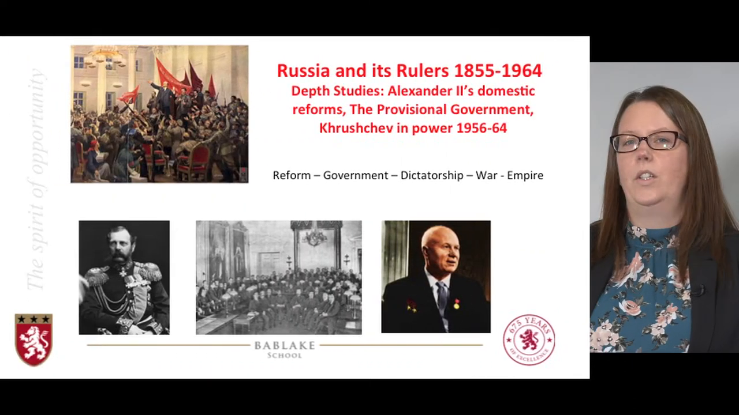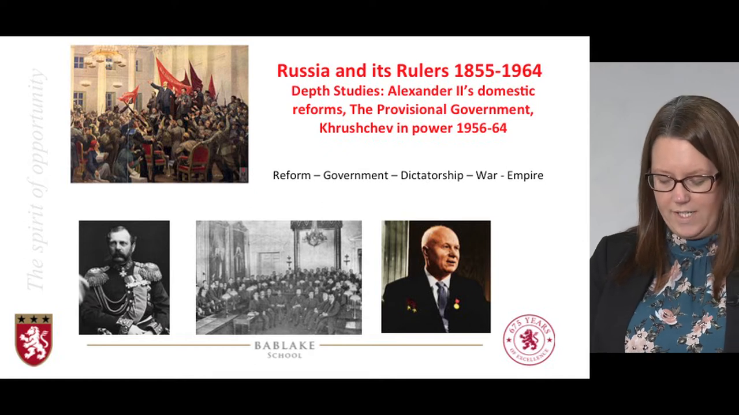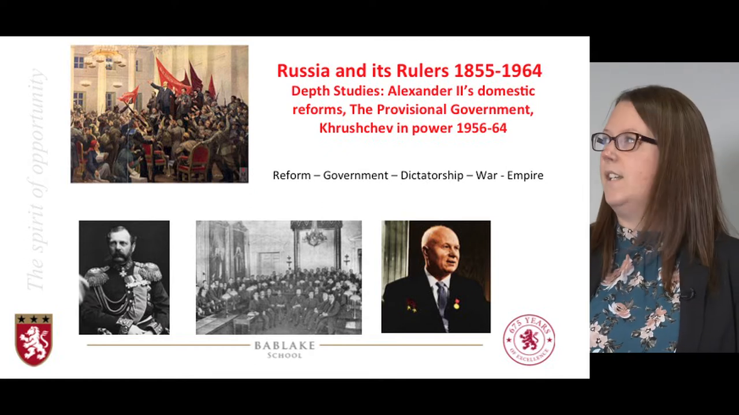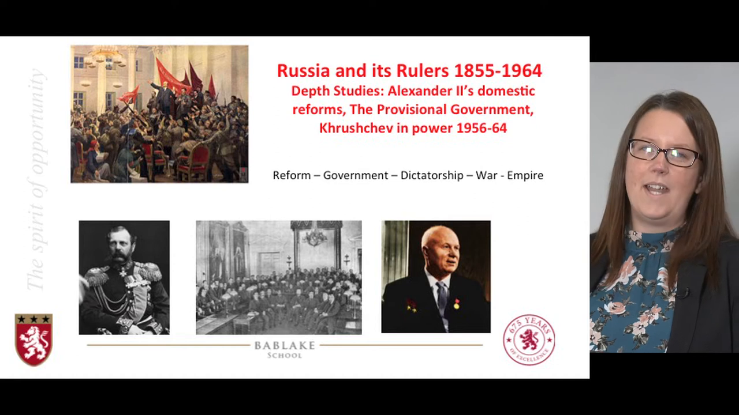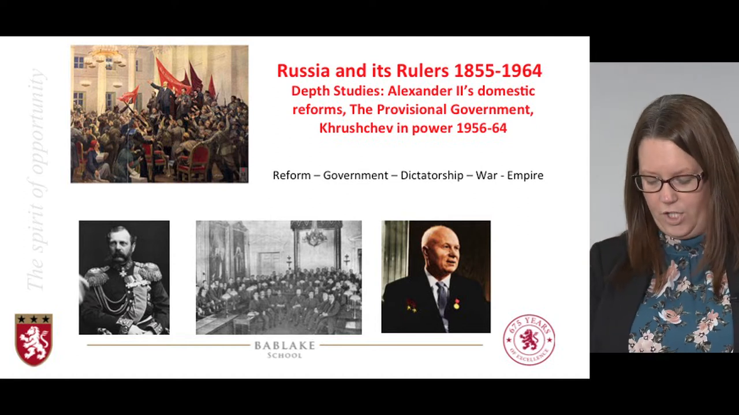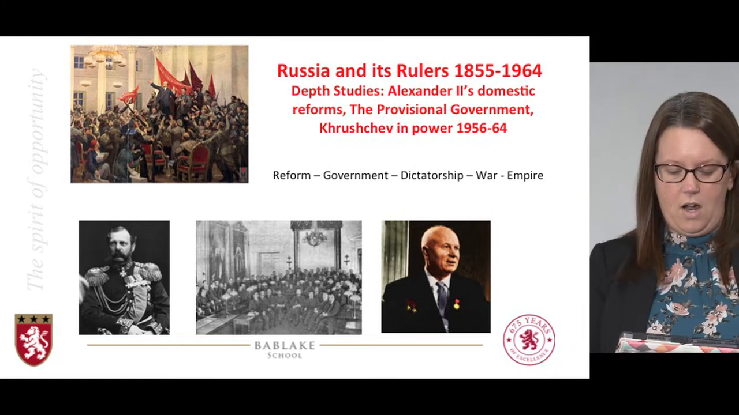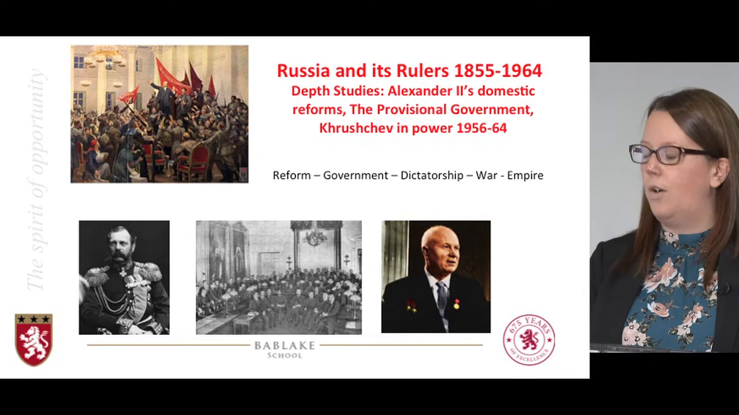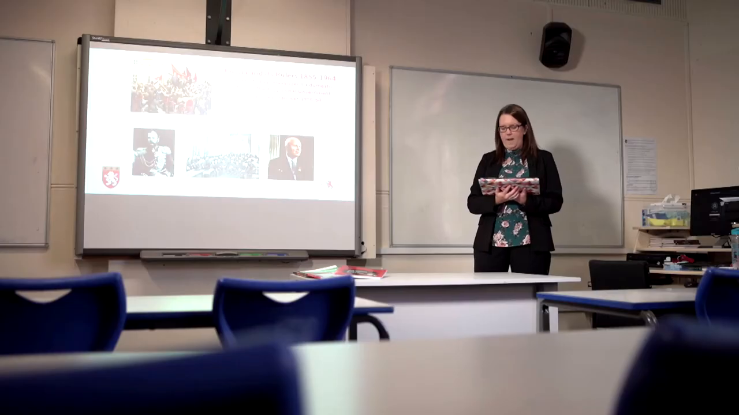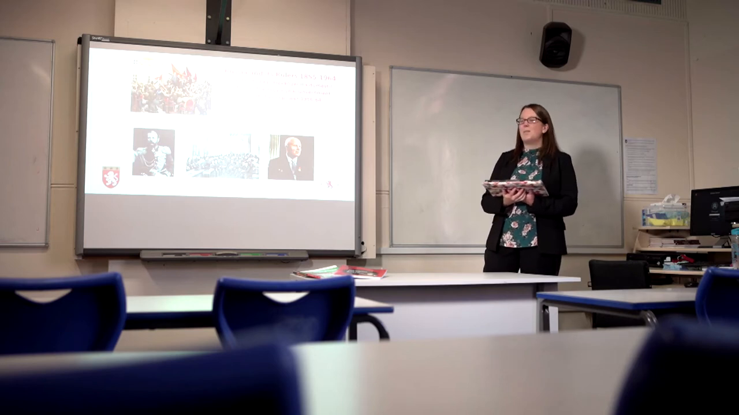The third module, and this is the biggest one of our A-level, is Russia and its rulers, 1855 to 1964. This is a thematic study, so you can see that it covers 100 years of Russian history. This looks at how the Tsars took control over Russia, what life was like under them, how they attempted to reform Russia, and the growth of opposition to the monarchy and its subsequent overthrow in 1917.